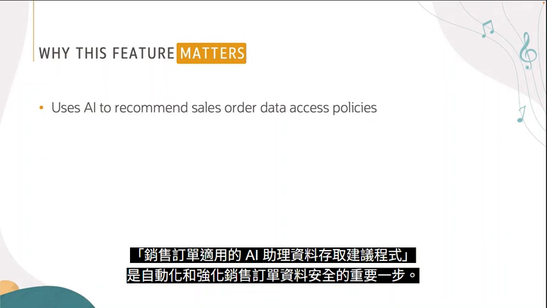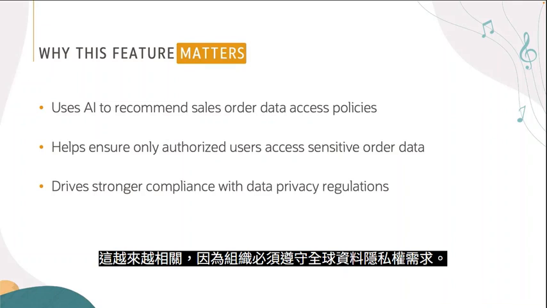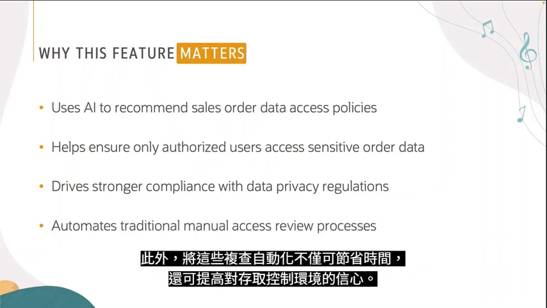The AI Agent Data Access Advisor for sales orders is a significant step forward in automating and reinforcing sales order data security. By leveraging artificial intelligence, the feature proactively reviews access and recommends policies, substantially reducing the risk of unauthorized access. This is increasingly relevant as organizations need to comply with global data privacy requirements. Additionally, automating these reviews not only saves time but increases confidence in your access control environment.